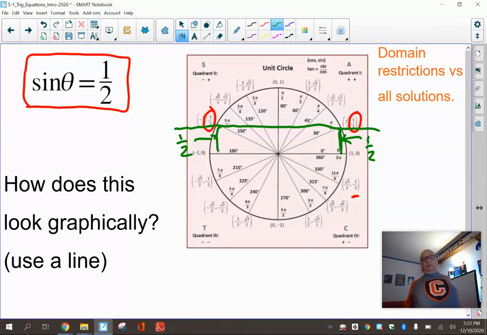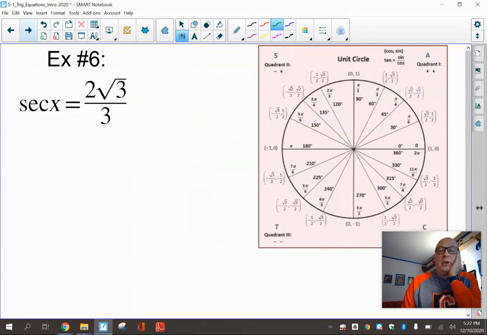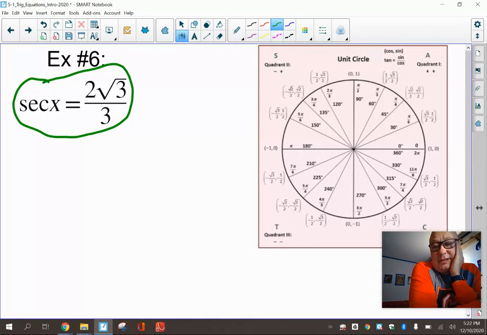So notice how that horizontal line intersects the unit circle, and sine is the y values, so that's a height. Then you're going to have an intersection. Interesting. Well, what happens about secant? Where is the secant of x equal to 2 square roots of 3 divided by 3? Well, change this one into cosine for me. Can you do that? Let's see.